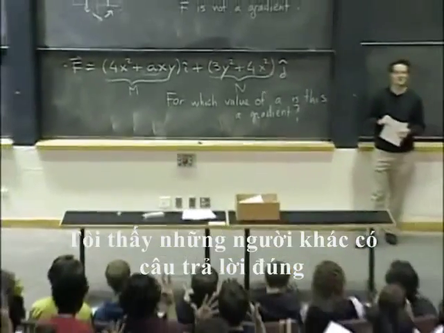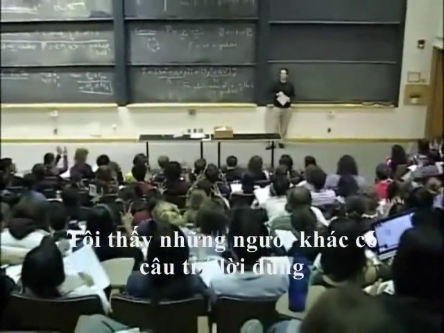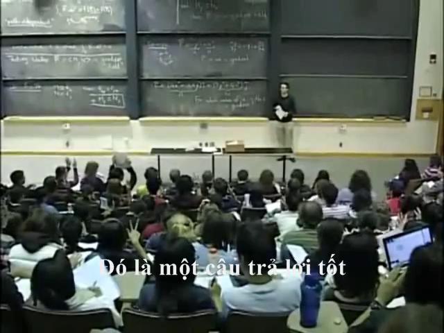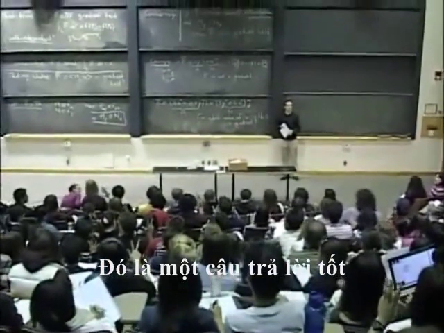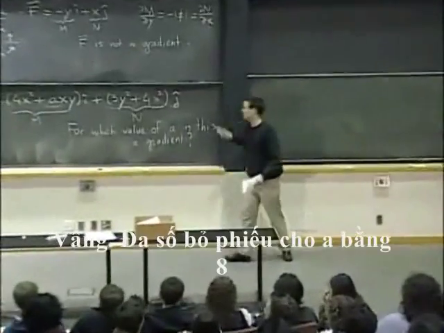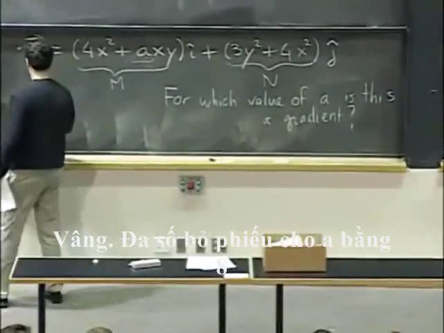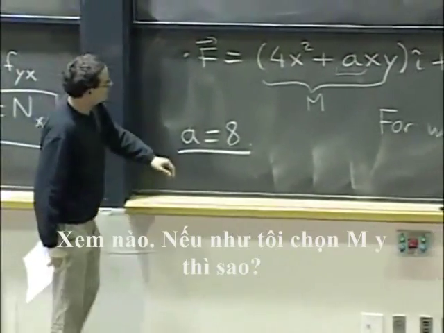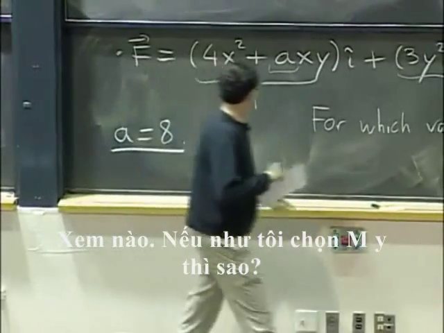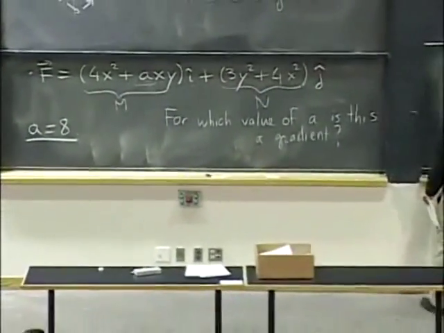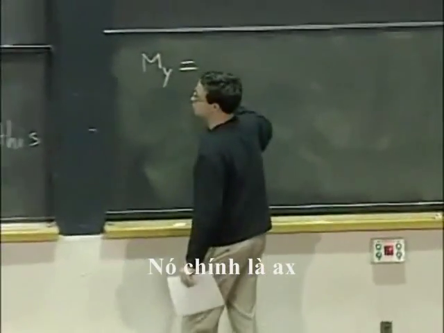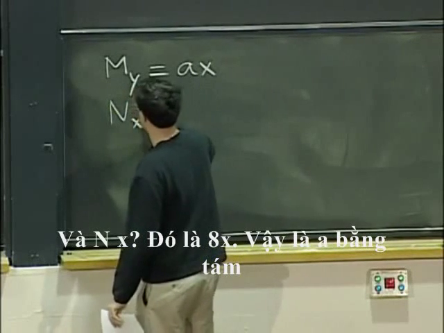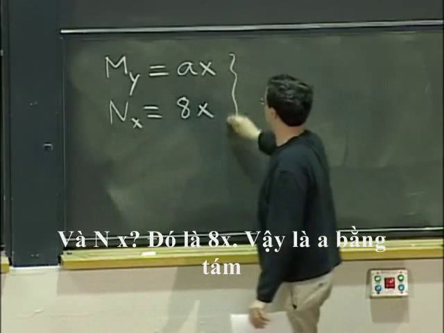Okay, so I see various people with the correct answer. That's a good answer. Okay, so the vote seems to be for A equals 8. And let's see, well, if I take M sub y, that is going to be just Ax. And N sub x, that is 8x, so I would like A equals 8.